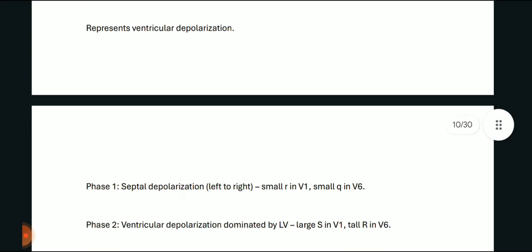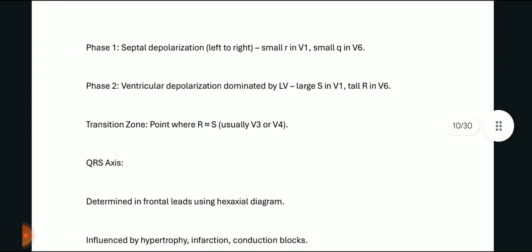QRS complex represents ventricular depolarization. Phase 1 is septal depolarization, left to right. It is a small r in V1, small q in V6. Next comes ventricular depolarization dominated by the left ventricle: large S in V1 and tall R in V6. All these are ventricular depolarizations. There is a transition zone, the point where R is equal to S.